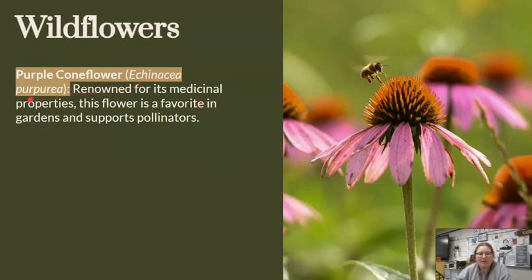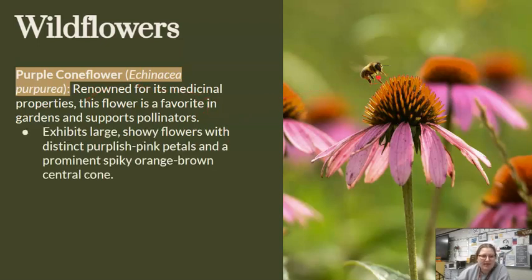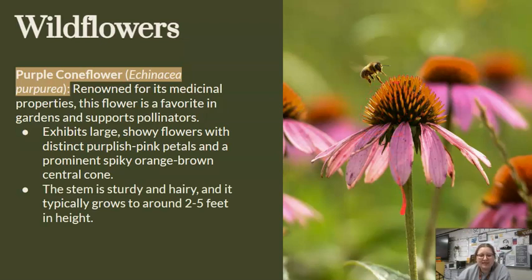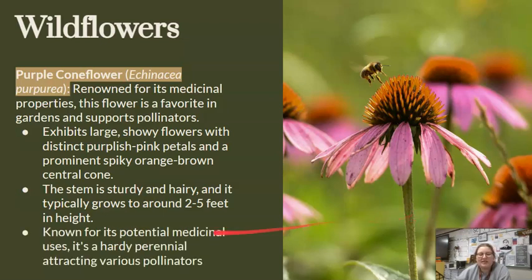So Echinacea purpurea. It's renowned for its medicinal properties, and this flower is a favorite in gardens and supports pollinators like the bee we see right there. It has large showy flowers with a distinct purple-pink petal and a prominent spiky orange-brown central cone. The stem is sturdy and hairy, and it typically grows to around 2 to 5 feet in height. It's known for its potential medicinal uses and is a hardy perennial, attracting various pollinators.